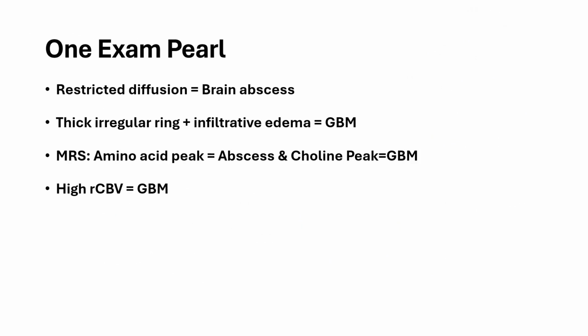So to summarize: restricted diffusion is brain abscess, and a thick irregular ring plus infiltrative edema is GBM. In MRS, the amino acid peak is pathognomonic for abscess and the choline peak is for the neoplastic lesion, so the GBM. High relative cerebral blood volume is the GBM, and if the diffusion weighted image is equivocal, then MR perfusion will be helpful in the diagnosis of abscess and GBM.